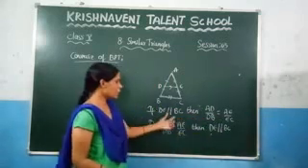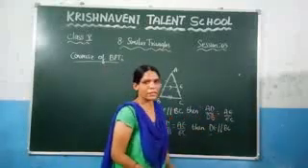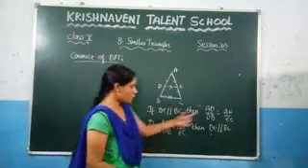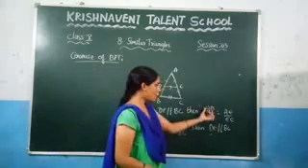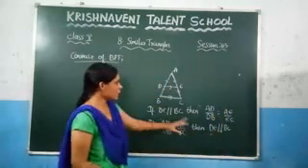That means if DE is parallel to BC, then we can say that AD by DB is equal to AE by EC. This is the basic proportionality theorem. What is the converse? If AD by DB is equal to AE by EC, then we can say that DE is parallel to BC.